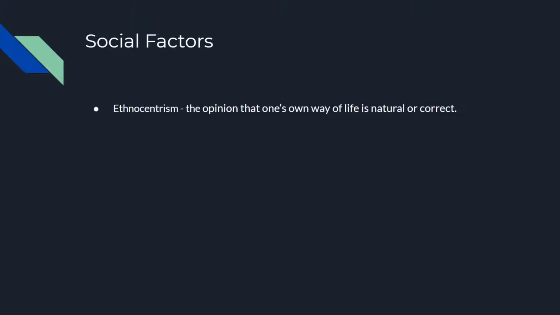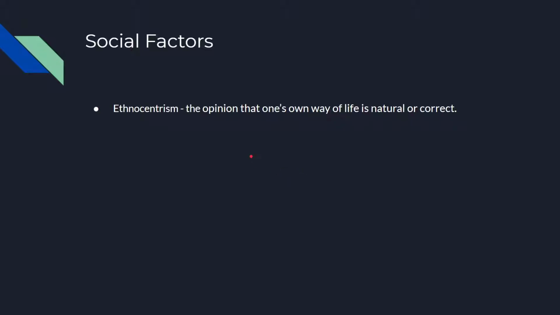So, we've looked at political and economic factors for imperialist countries. Now, let's take a look at some social factors. So, some social factors that happened were this idea of ethnocentrism, and this is a word that you should be able to define at the end of this lesson.